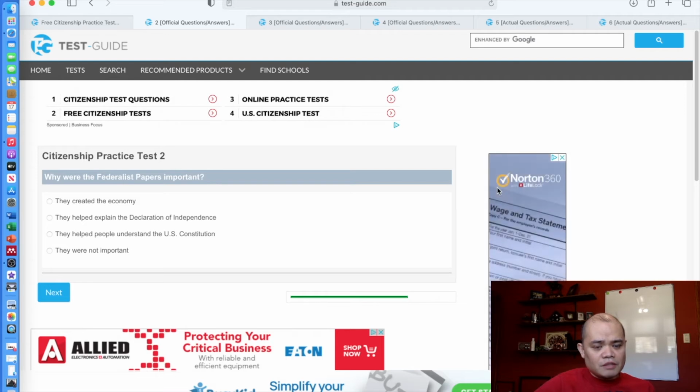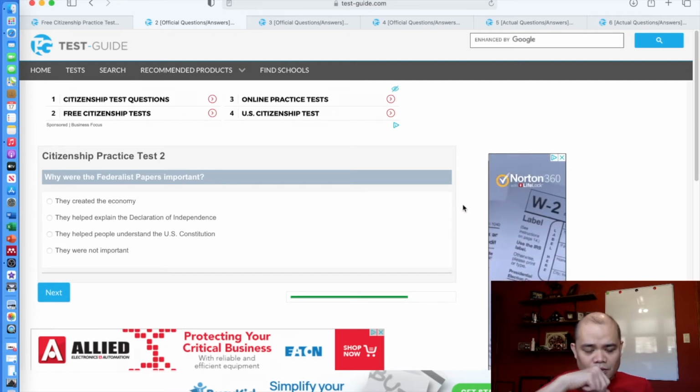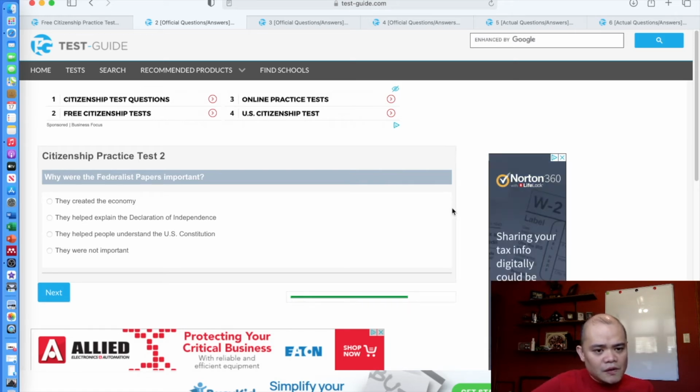Why were the Federalist Papers important? Federalist Papers has something to do with the U.S. Constitution. Economy. They help explain the Declaration of Independence, help people understand the U.S. Constitution. They were not important, so U.S. Constitution.